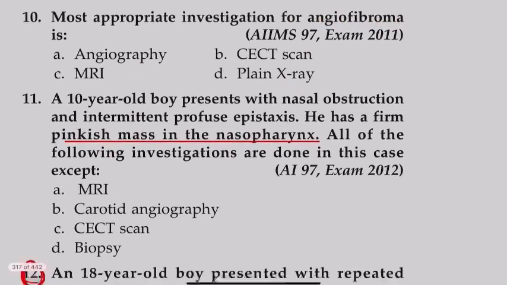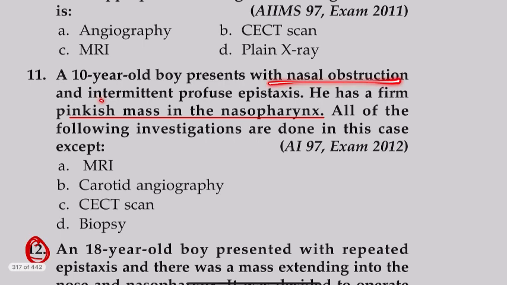A 10-year-old boy presents with nasal obstruction and intermittent profuse epistaxis. He has a firm pinkish mass in the nasopharynx. All of the following investigations are done except what? We do CECT. That's right. We don't do biopsy. It is contraindicated. So it is the right answer.